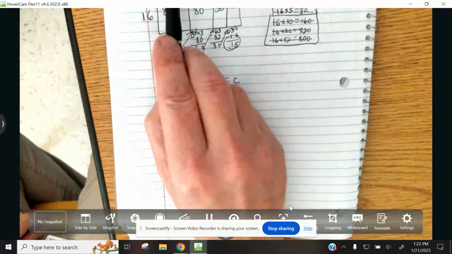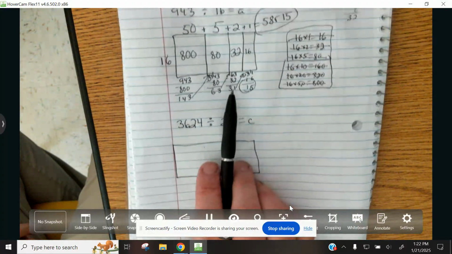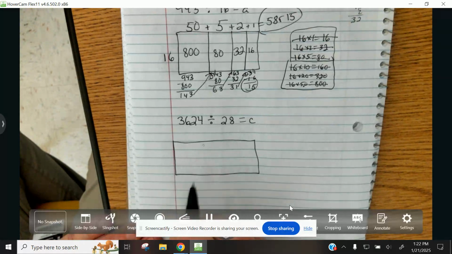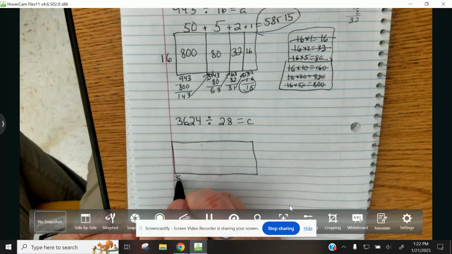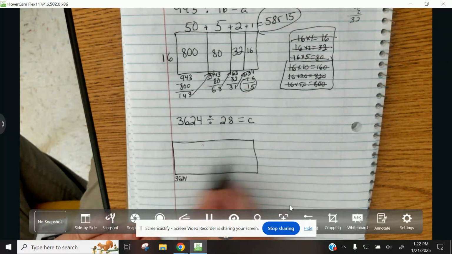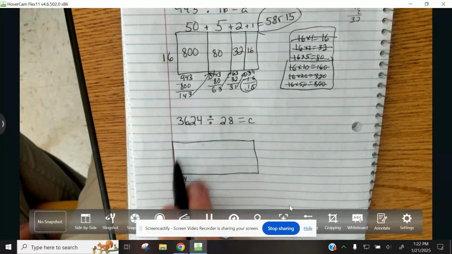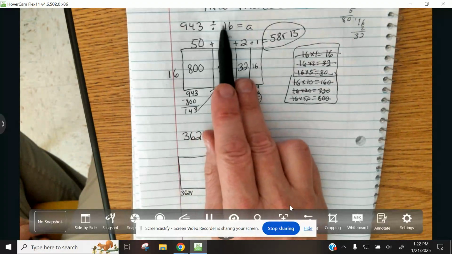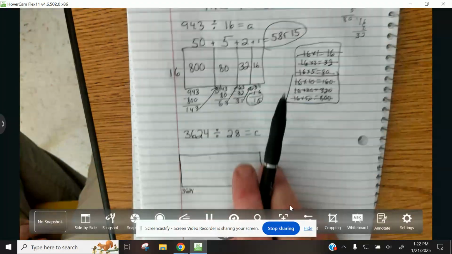Okay, well, where did my dividend go last time? Look over here. My dividend was 943. Notice the 943 went in the corner. So guess what? My dividend starts right down there. That's going to be what's totally in the box right now. I have 3,624 totally in the box because I haven't split it up yet. Notice my 16 right here was my width. So guess where that goes here?